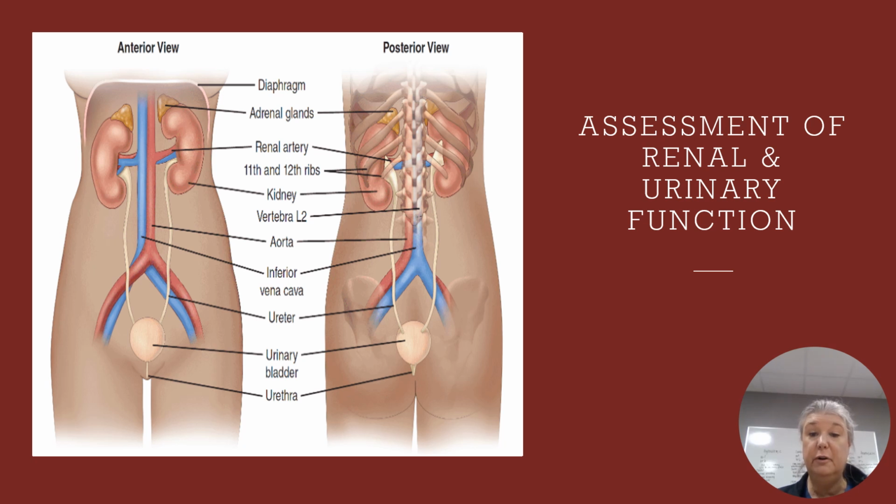Kidneys perform the following functions essential to maintenance of homeostasis. The kidneys work on excretion of waste, regulation of fluid and electrolyte balance, regulation of acid-base balance, regulation of blood pressure, secretion of erythropoietin for red blood cell production, and activation of vitamin D. So the urinary system provides for the storage and passage of urine, promoting continence and facilitating voiding.